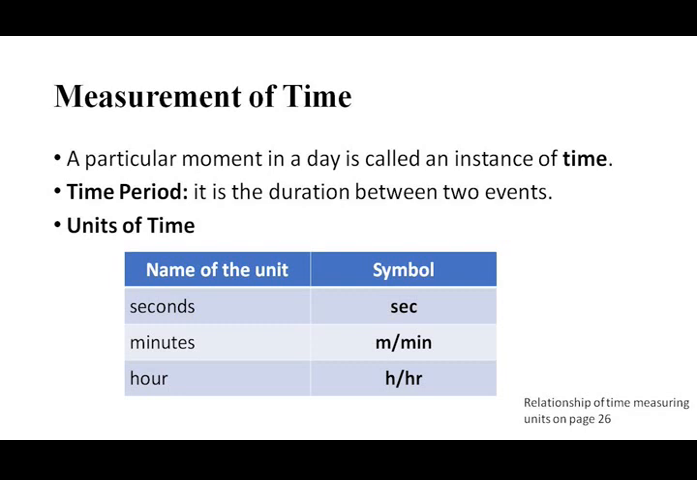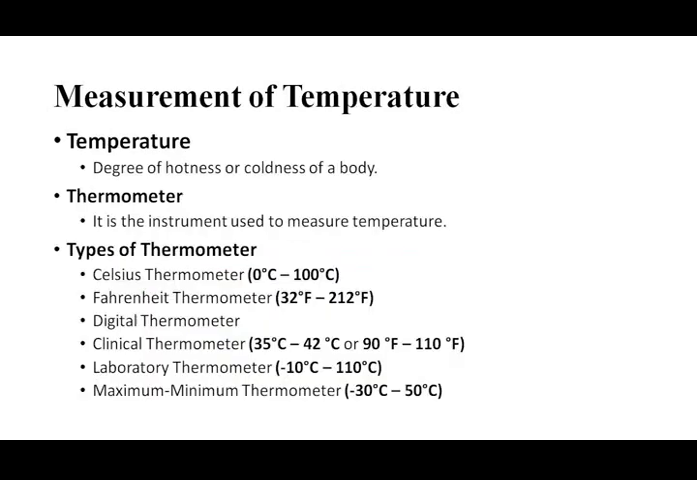And I think most of you already know 60 seconds make 1 minute, and 60 minutes make 1 hour, and 24 hours make a day, 7 days make a week, 4 weeks make a month, and 12 months make a year. On page number 26, you'll find the relationship of time measuring units. Please go through it, it's important. And if you want, you may copy it to your notebook.